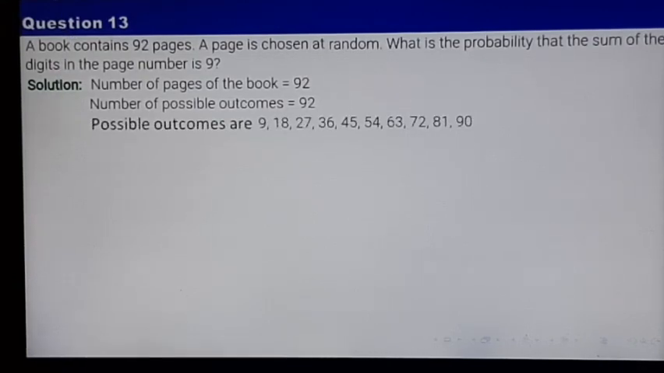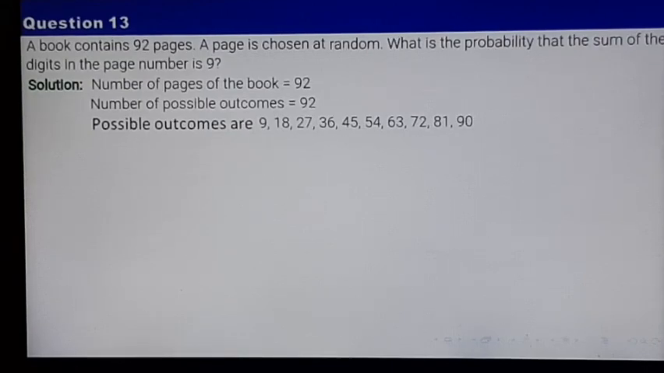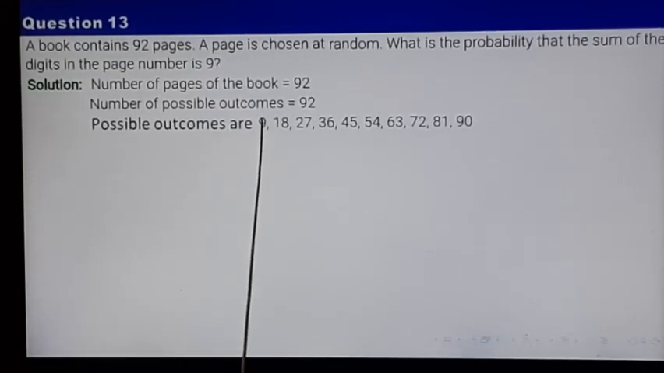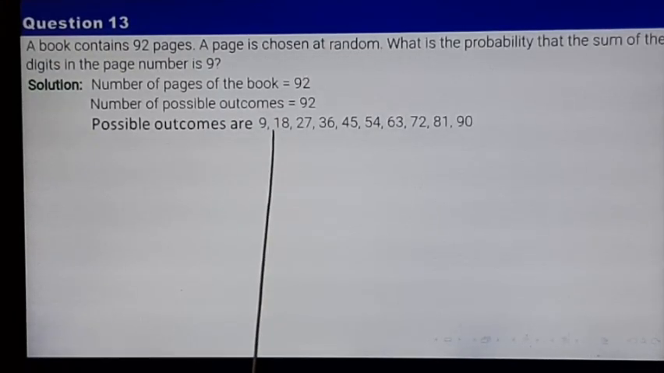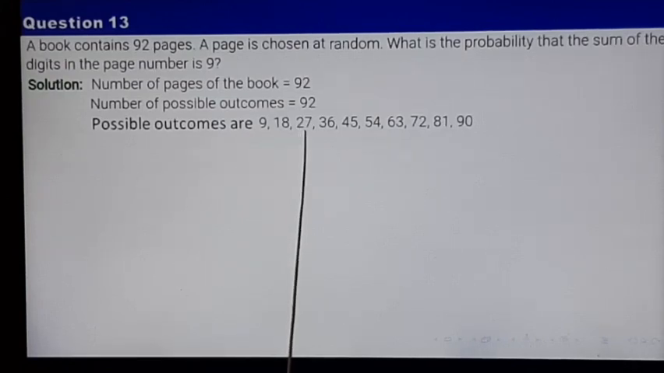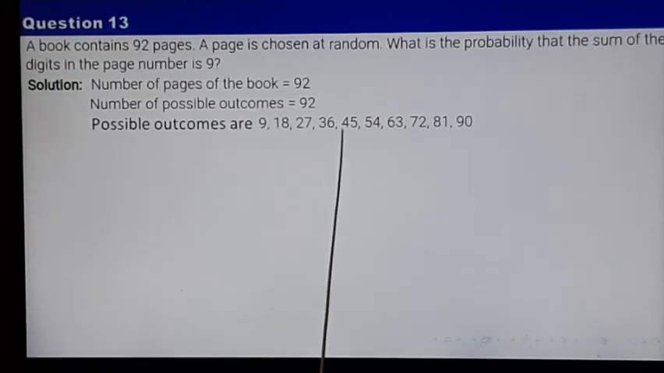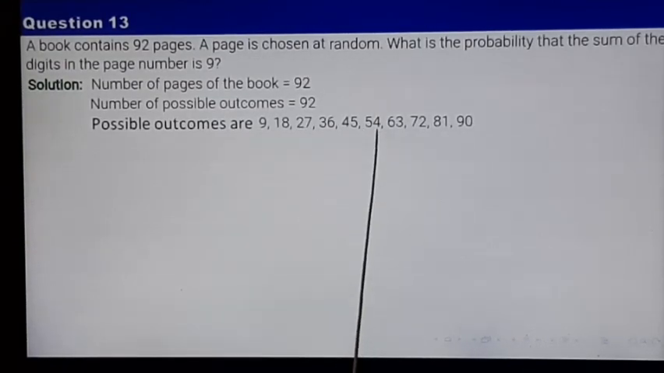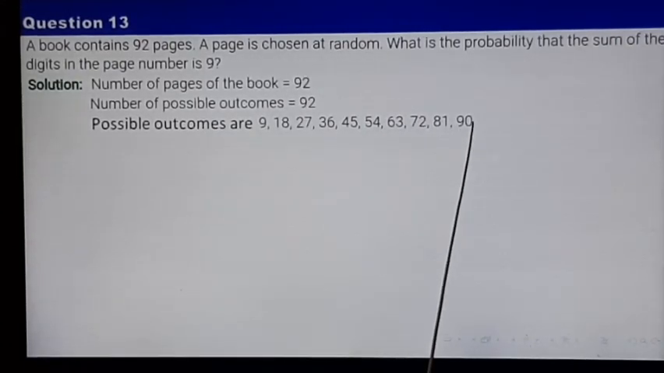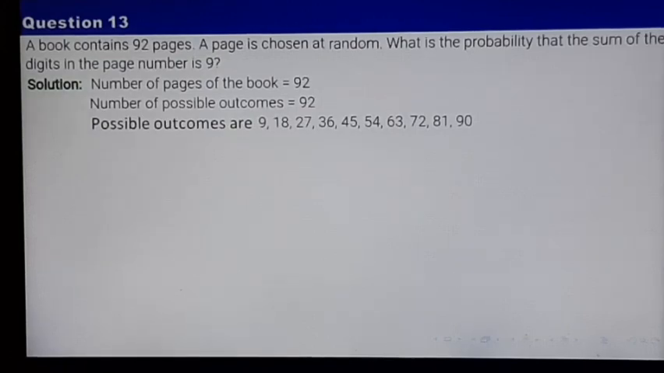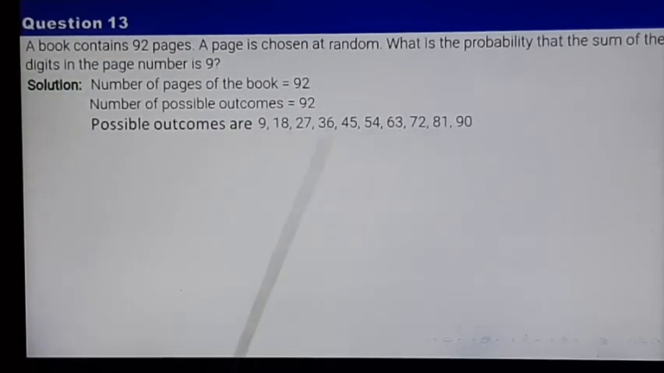Okay, so the possible outcomes will be either 9, yes, because here we have got only single digits, so the sum itself is going to be 9. The other one has to be 18. 1 plus 8 is 9, 2 plus 7 is 9, 3 plus 6 is also 9, 4 plus 5 is also 9, 5 plus 4 is 9, 6 plus 3 is 9, 7 plus 2 is 9, 8 plus 1 is 9, and 9 plus 0 is also 9. Okay, so these are the possible outcomes.